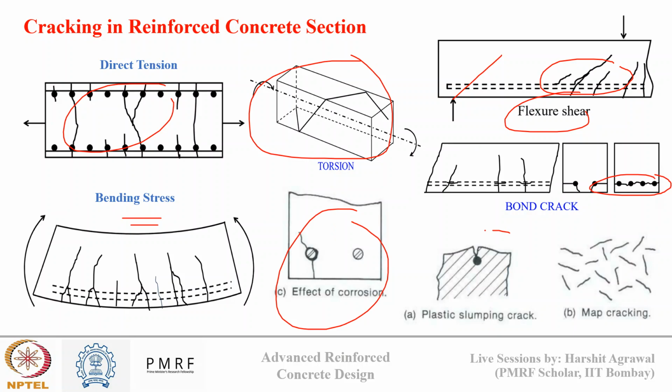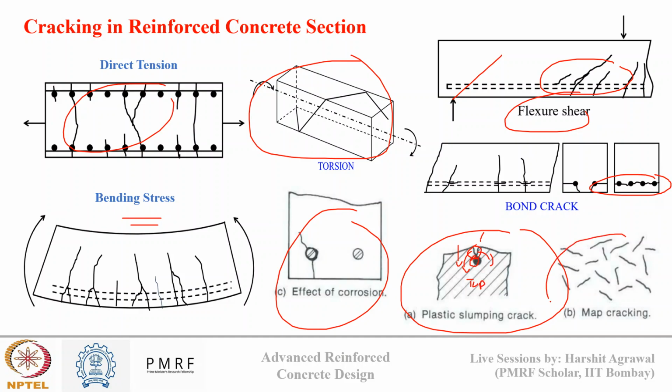There can be cracking while pouring the concrete if my slump is very high. So what can happen? This is my reinforcement. I am pouring the concrete. The concrete will just flow at the top, so we'll get a crack here also. This is also known as the top bar effect. So there can be cracking like this.